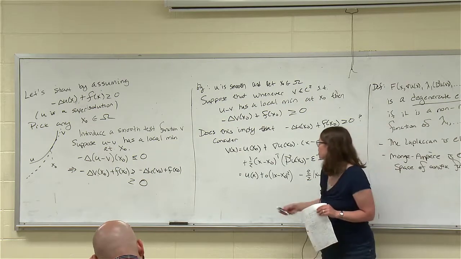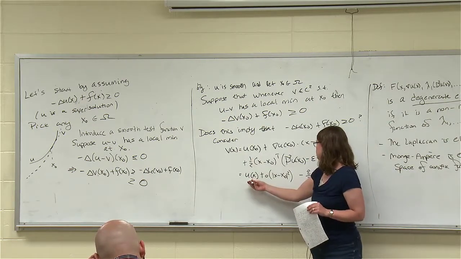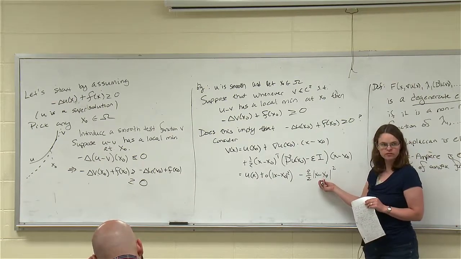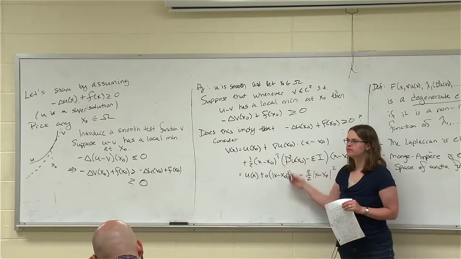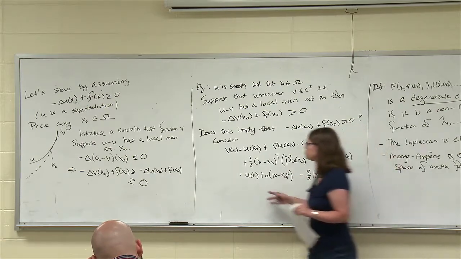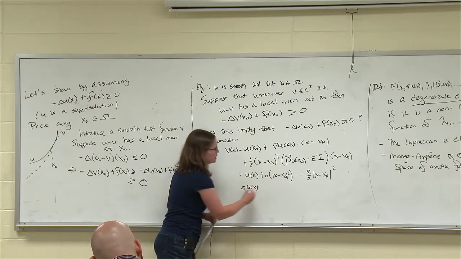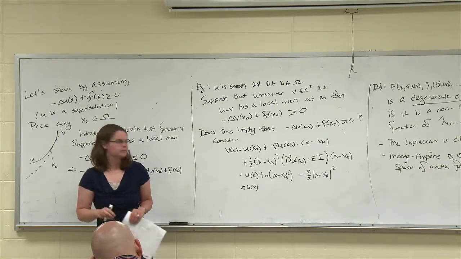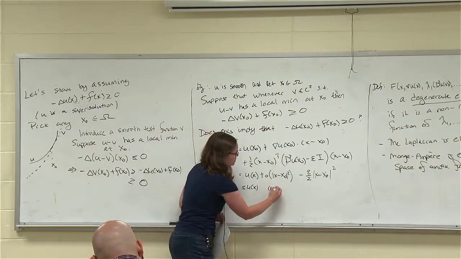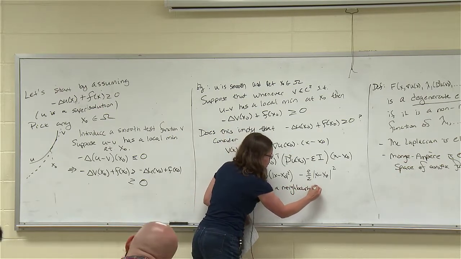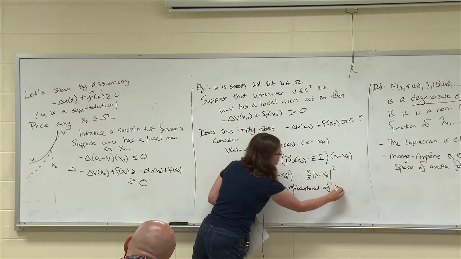Okay, so what do I have? V is equal to u minus something positive plus correction terms that are even smaller, right? So this is certainly less than or equal to u as long as we're close enough to x naught. So this is true in a neighborhood of x naught.